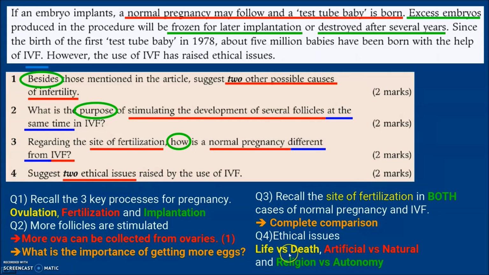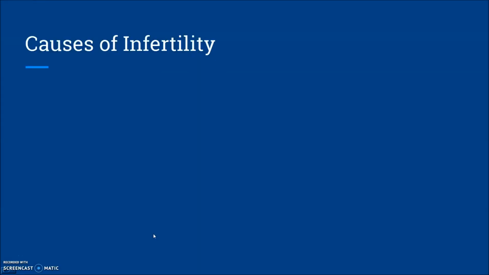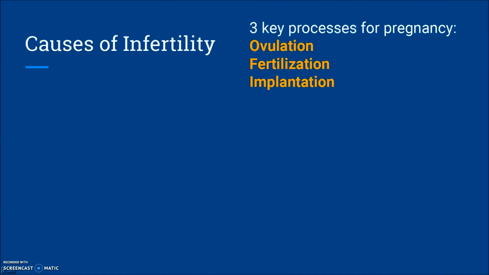Actually there are mainly 3 types of ethical issues. The first is talking about life and death, artificial or natural, and religion and the autonomy of the people. That's the first part. For the second part, we are going to talk about the causes of infertility. Remember the 3 key processes of pregnancy: ovulation, fertilization, and implantation. If we block one of those processes, the woman cannot get pregnant.